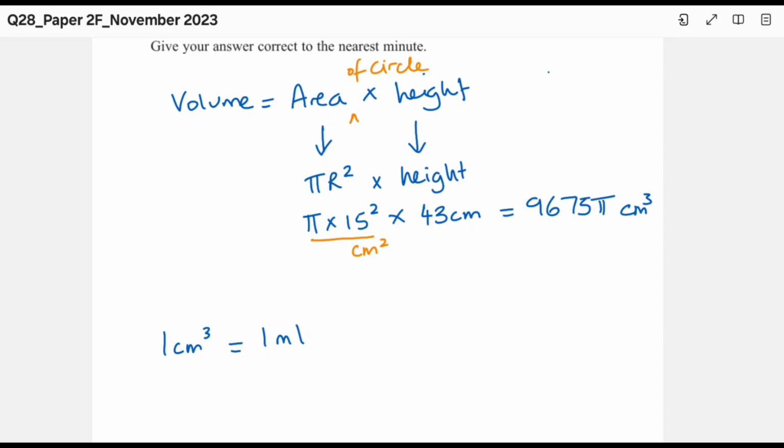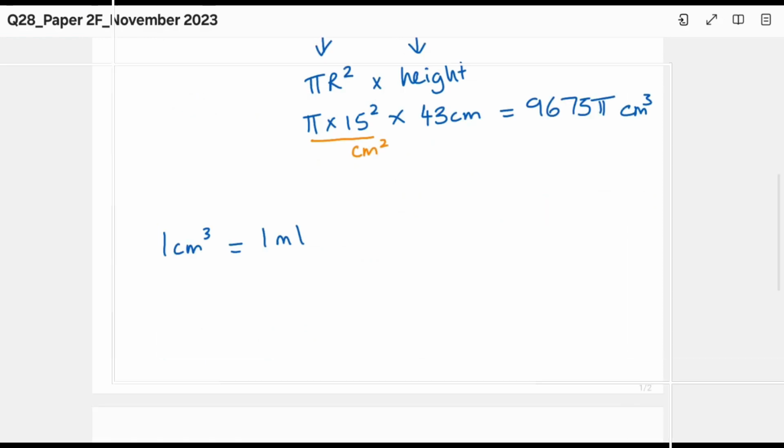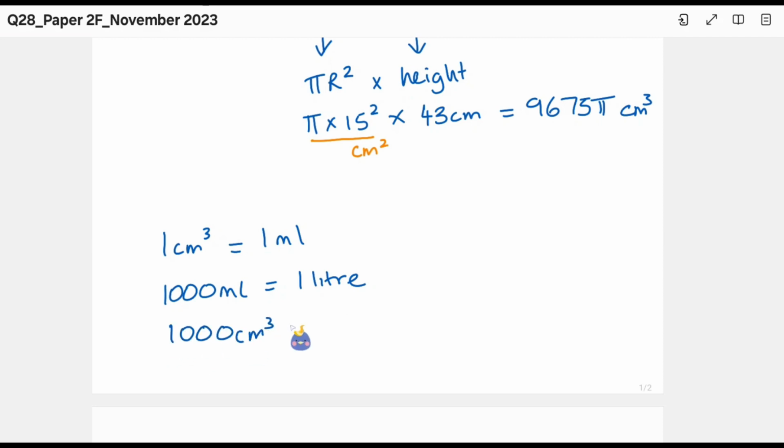When we're talking about the volume of a solid object, we tend to use centimeter cubed. And when we're talking about the volume of liquid, we tend to use milliliters or liters. So 1 centimeter cubed is equal to 1 milliliter. And 1,000 milliliters is equal to 1 liter. So that means that 1,000 centimeter cubed would also be equal to 1 liter.